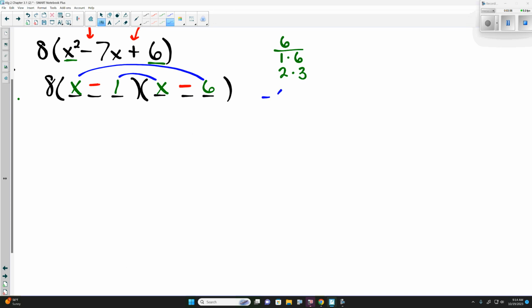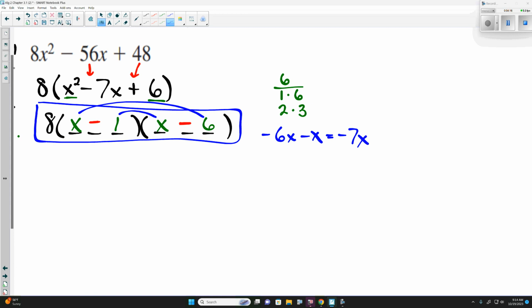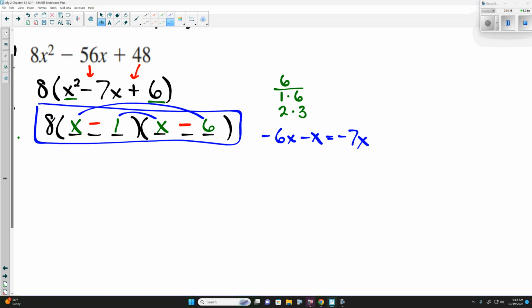X times negative 6 is negative 6x. Negative 1 times x is negative x. And if we combine these like terms, negative 6x minus x is negative 7x. Is that the middle term we wanted? Yes. And that's it. Now the 8 is a part of the answer. We have to have the greatest common factor of 8 included in our answer.